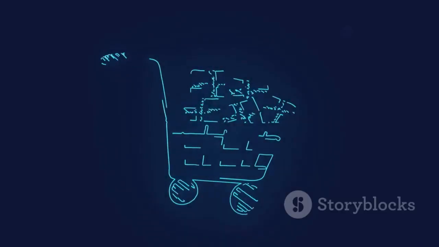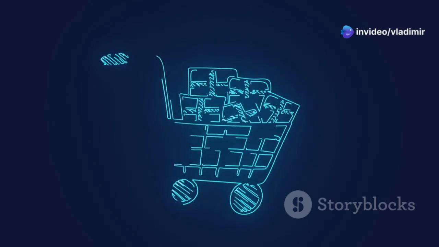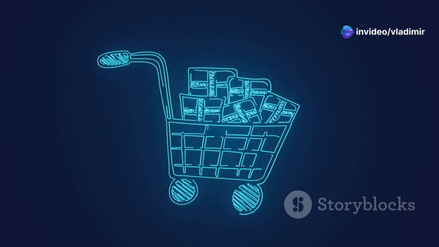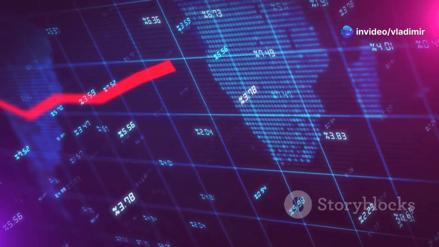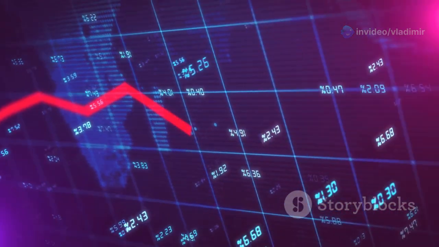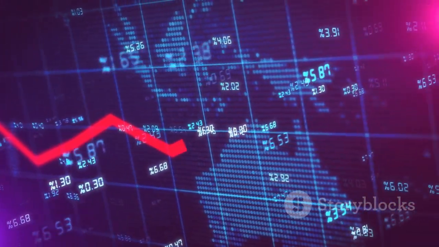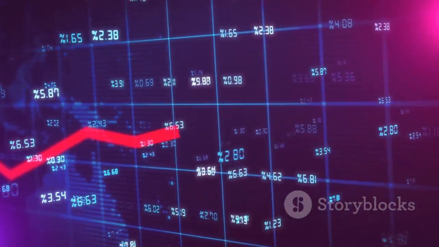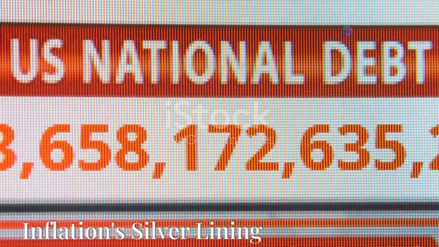Inflation erodes the purchasing power of money. Over time, your money won't go as far as it used to. What you could buy for $100 last year might cost you $105 this year. This gradual increase can add up over time. This is why managing inflation is crucial for maintaining a healthy economy. Keeping inflation in check helps ensure that your money retains its value.